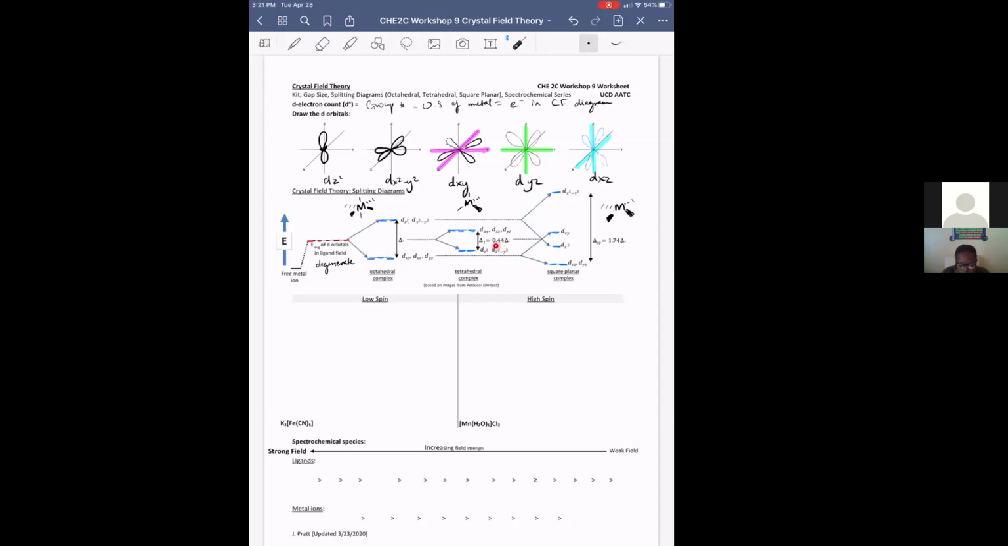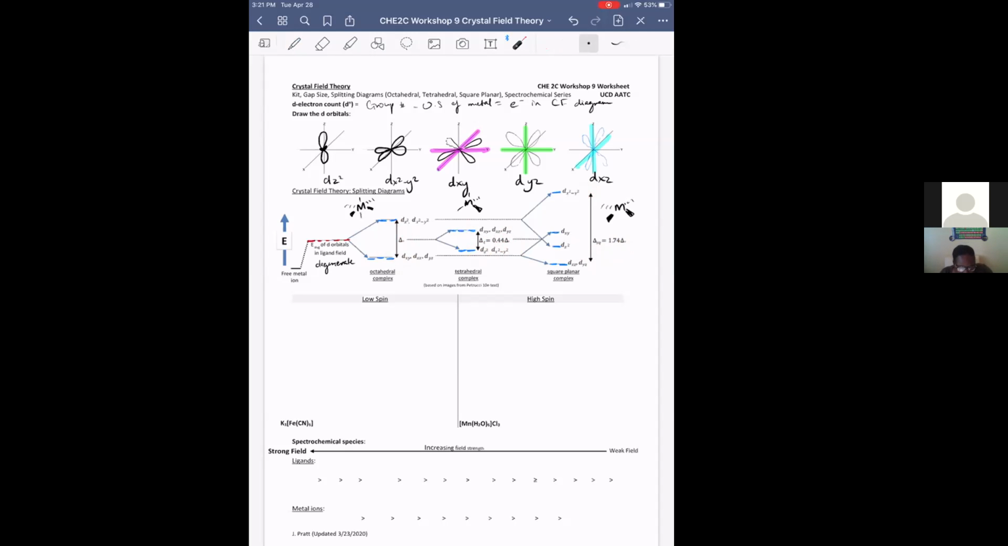So the tetrahedral splitting is 0.4 of our octahedral splitting. That means that they're closer together. And then our square planar is even larger when we look at the energy difference between the highest and lower energy levels when we compare it to our octahedral value. And that delta O depends on the metal.